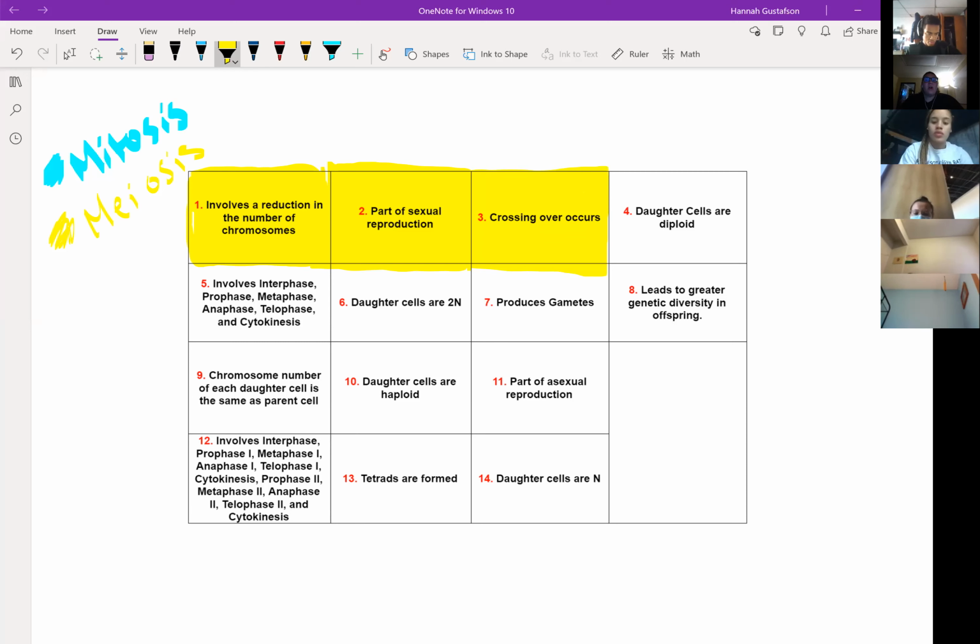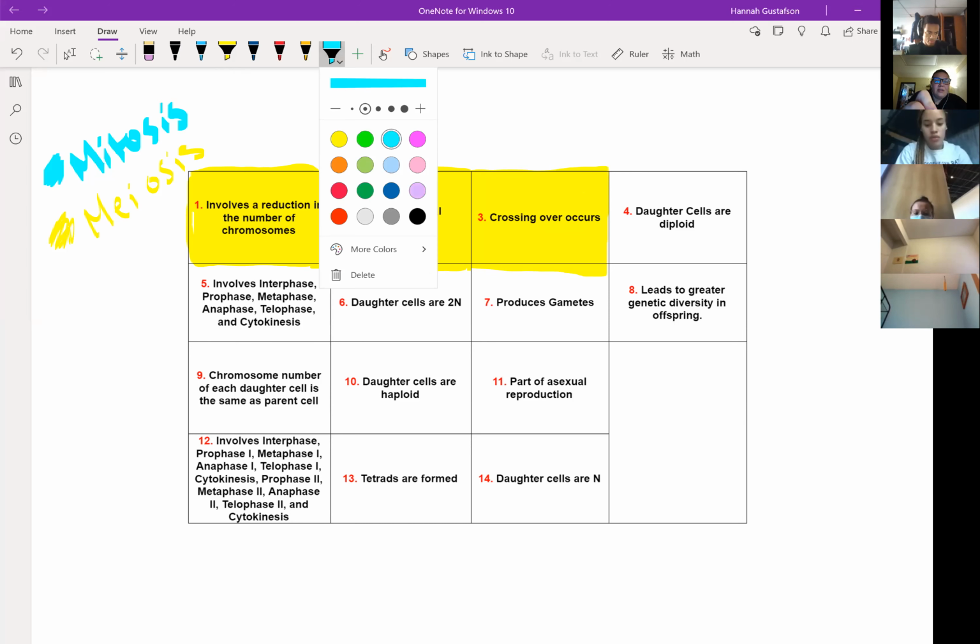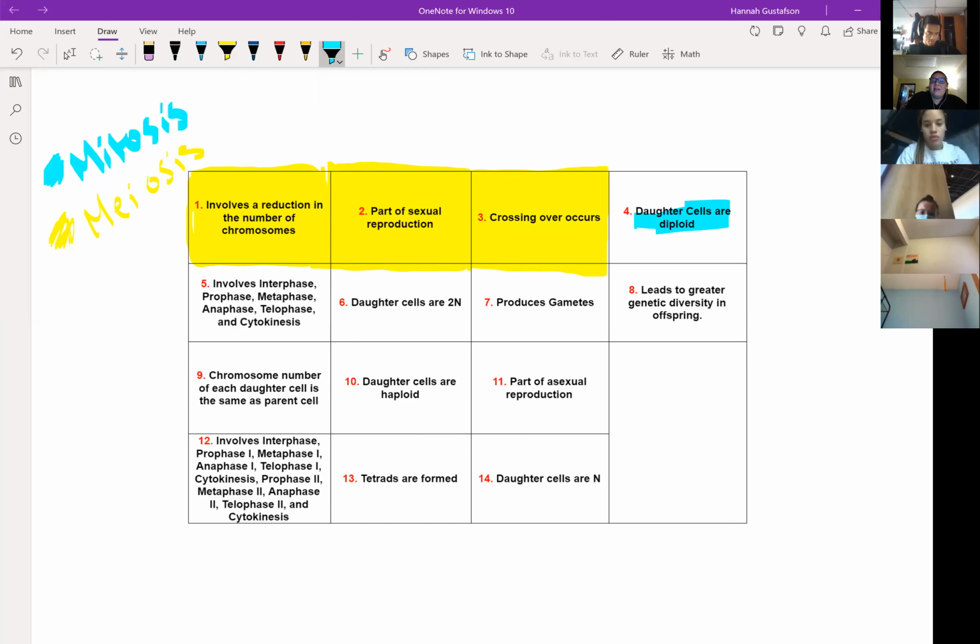4, daughter cells are diploid. What do we think? Mitosis? Correct. We have hit our first mitosis answer. This has to do with the number of chromosomes present, which is why it's always important to track your chromosomes and the number of cells produced. So moving on to 5.